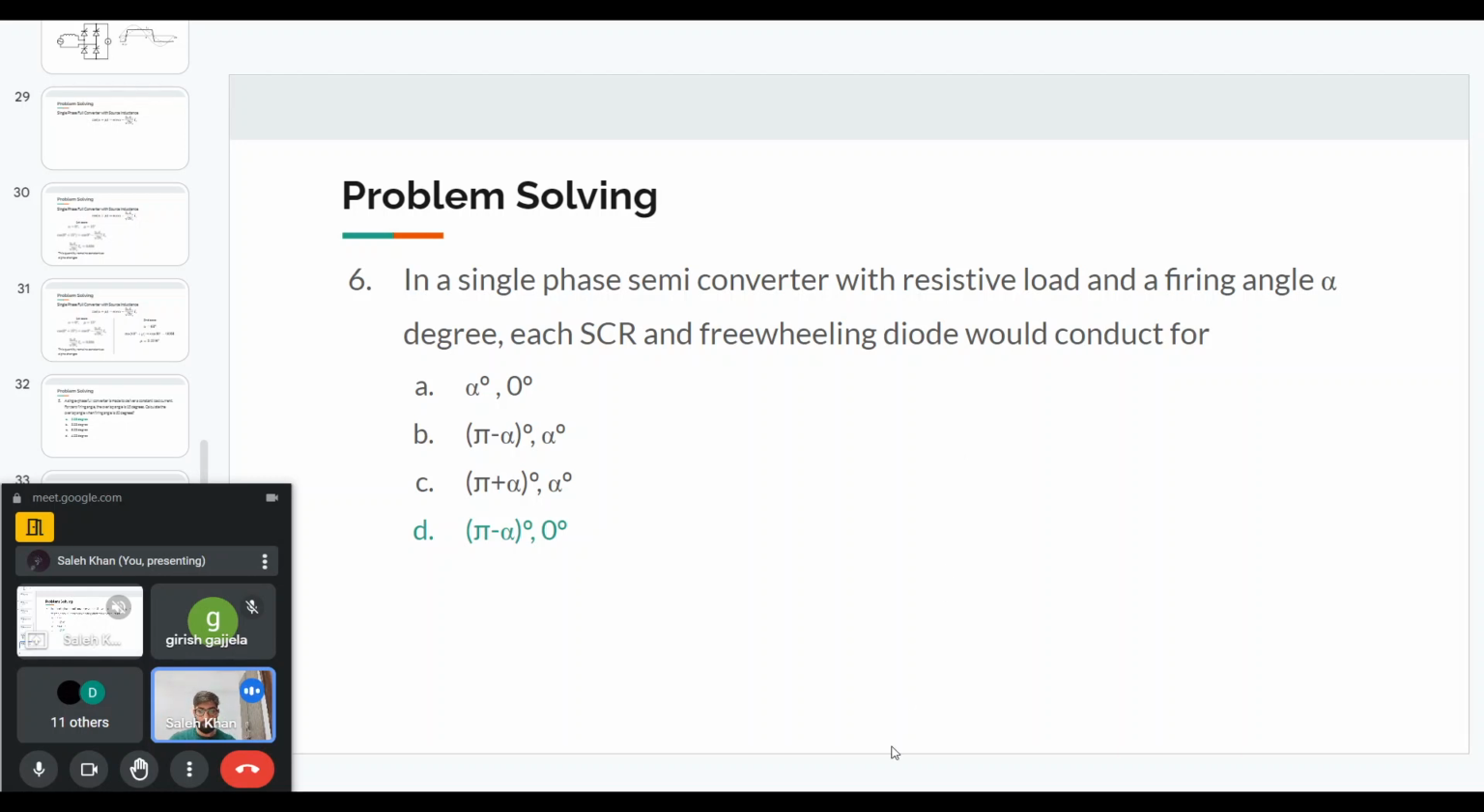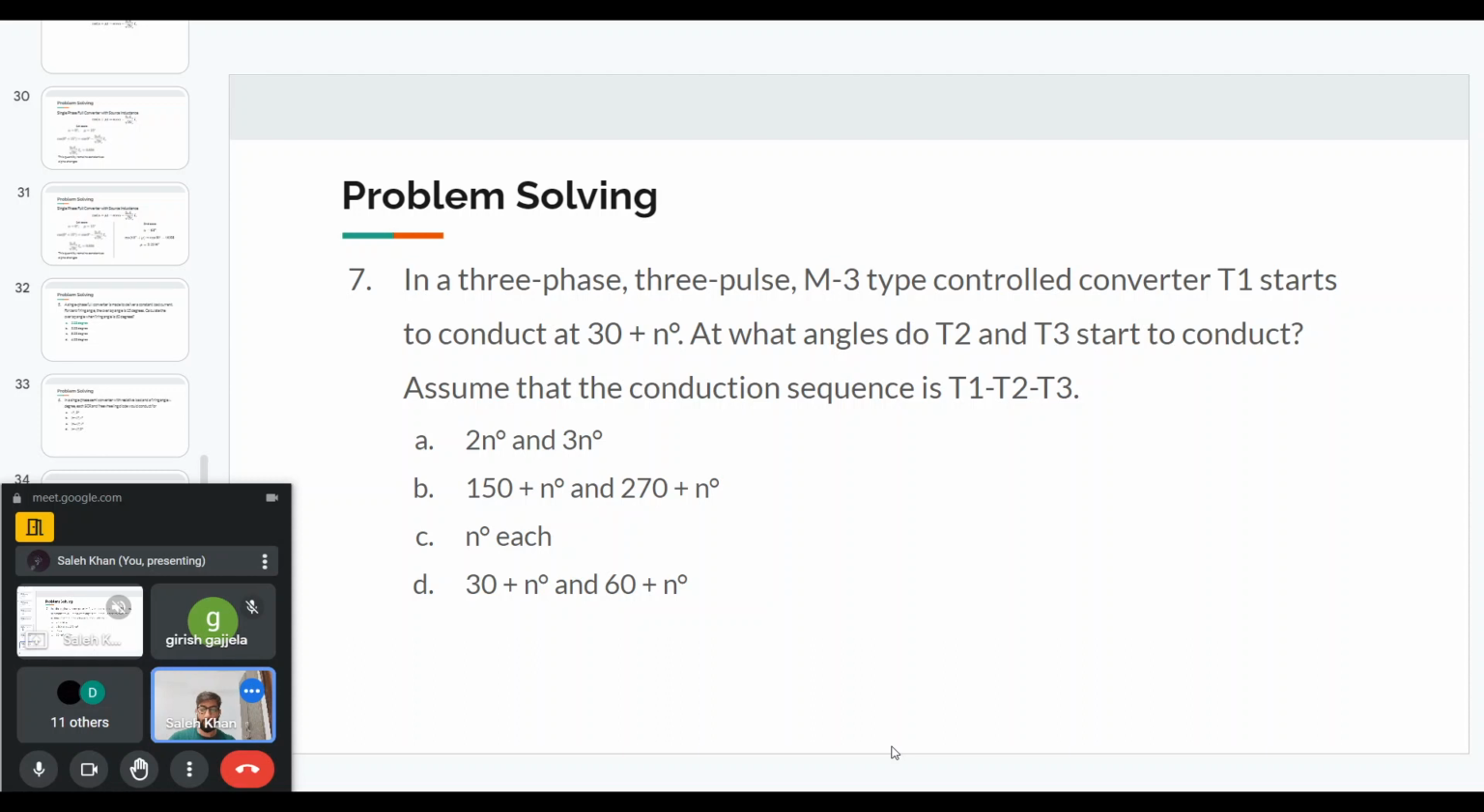So the next question is, in a three-phase, three-pulse M3 type controlled converter. So we have a three-phase, three-pulse converter. M3 type means it's a three-phase half-wave control, fully controlled converter. So we have three thyristors, T1, T2, and T3. The question says that T1 starts to conduct after an angle of 30 degrees plus n degrees.